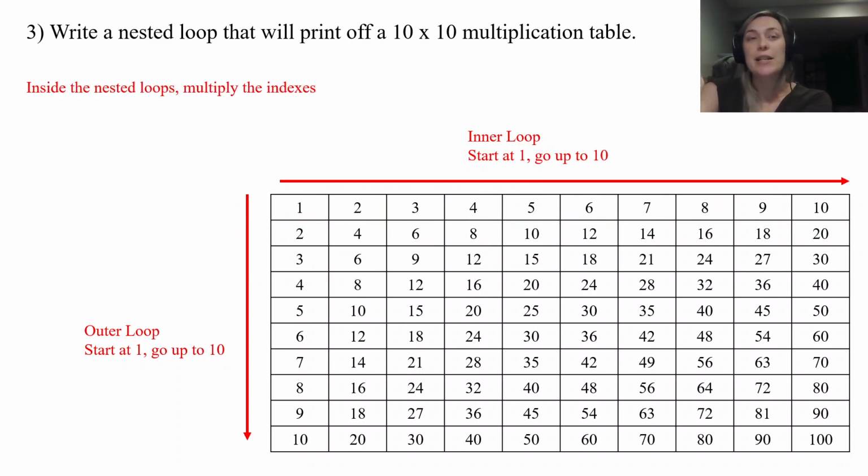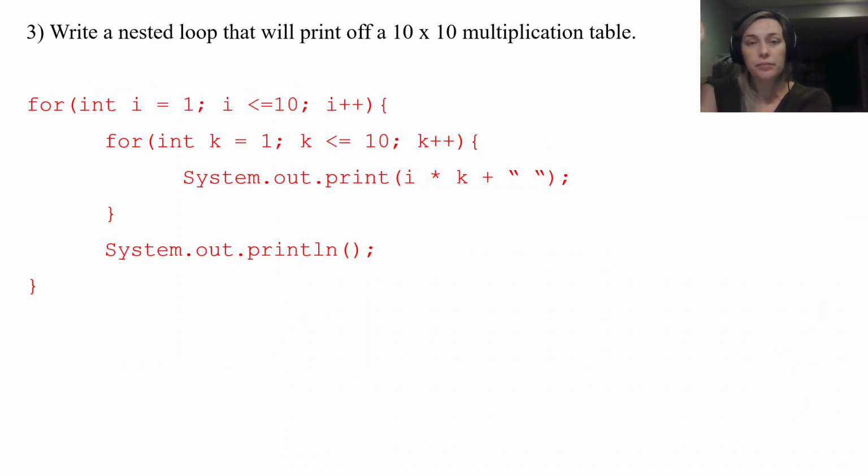So your nested loop will look like this. Your outer loop goes by the row. Your inner loop represents the column. And you have your multiplication table.